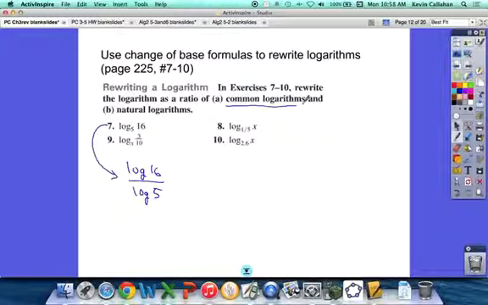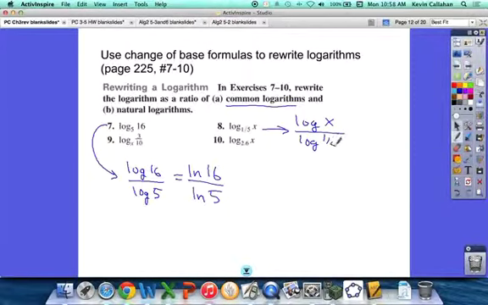ln, right? ln means log base e. Which is the same thing as saying ln of 16 over ln of 5. Okay, it just says rewrite. It's not saying calculate. It didn't say calculate. What about one of these over here? Rewrite as a common logarithm. The log of x over the log of 1/5. Done. That's all you have to do.